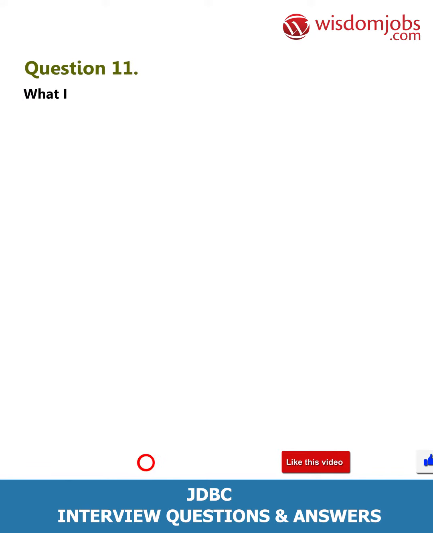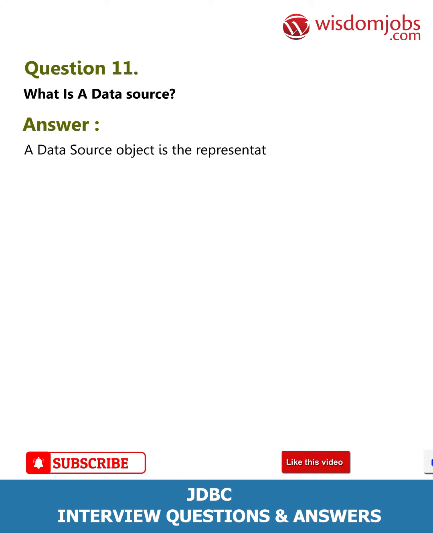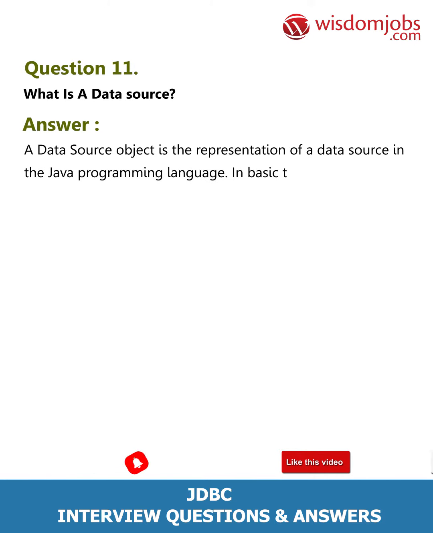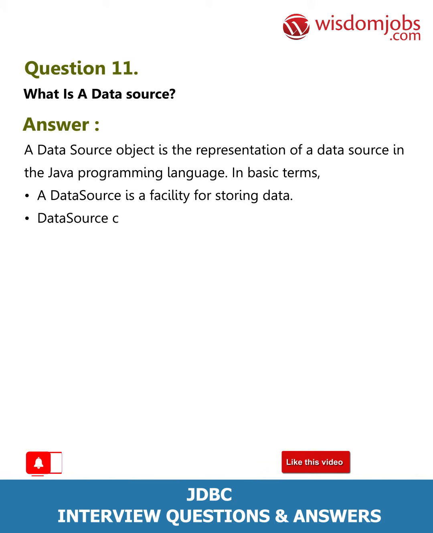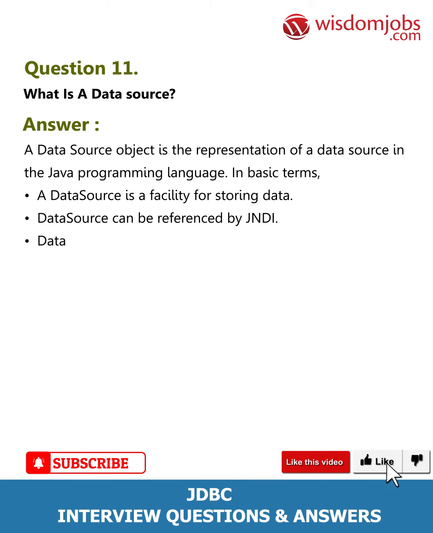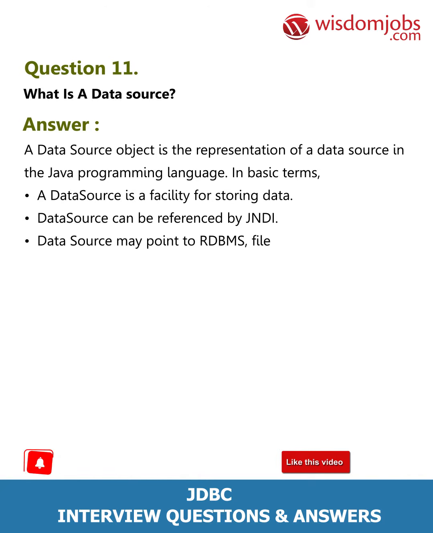Question 11. What is a data source? Answer. A data source object is the representation of a data source in the Java programming language. In basic terms, a data source is a facility for storing data. Data source can be referenced by JNDI. Data source may point to RDBMS, file system, any DBMS, etc.